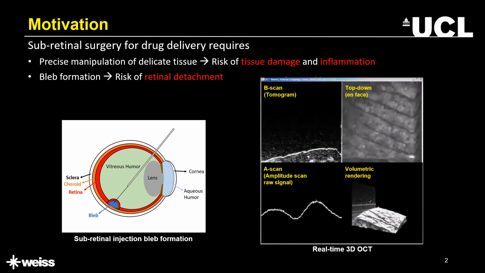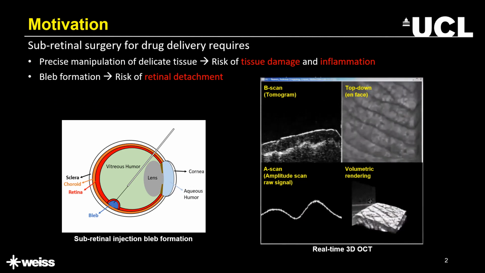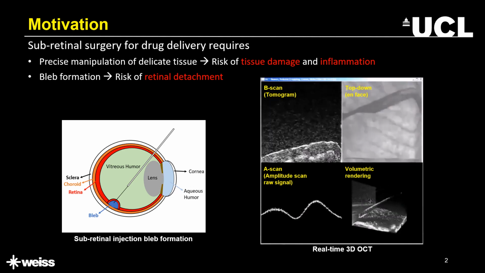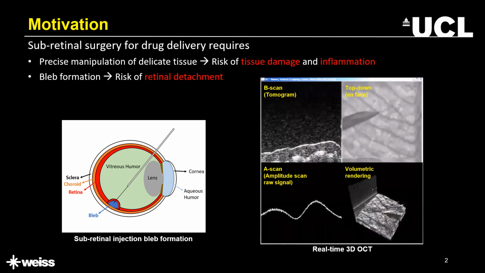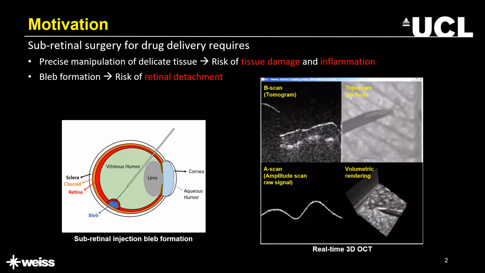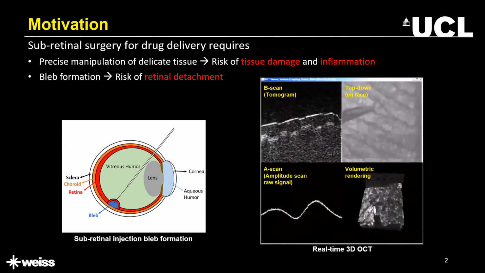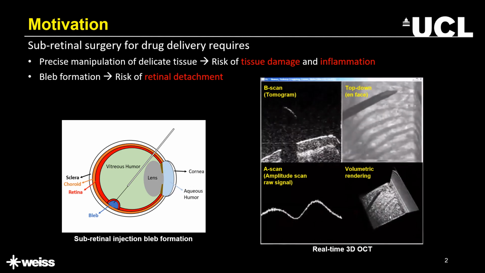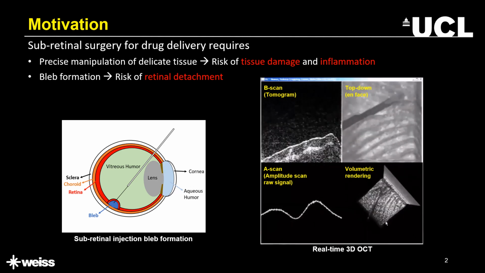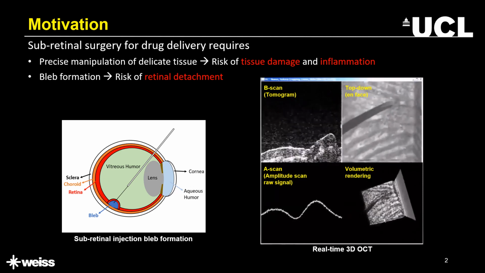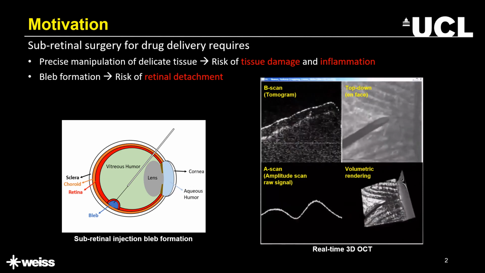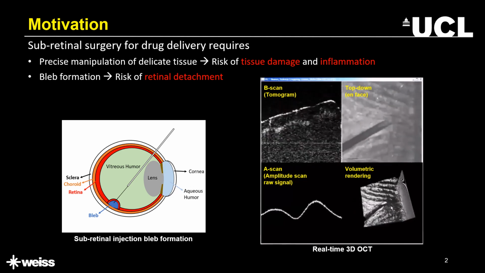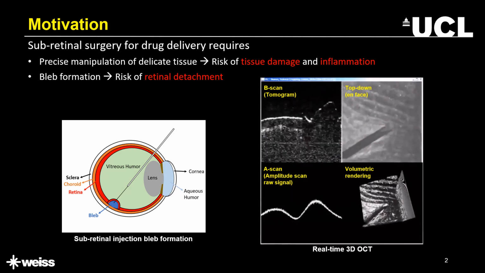Various retinal diseases, including age-related macular degeneration, lead towards blindness. Sub-retinal drug delivery using surgery is used for treating such conditions, where this procedure requires microscale maneuvers and precise manipulation of delicate tissues, which comes with the risk of tissue damage and inflammation. It also requires bleb formation in which the drug is delivered. This comes with the risk of retinal detachment.